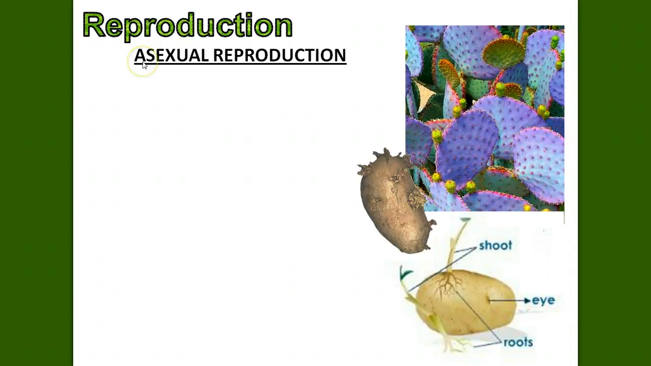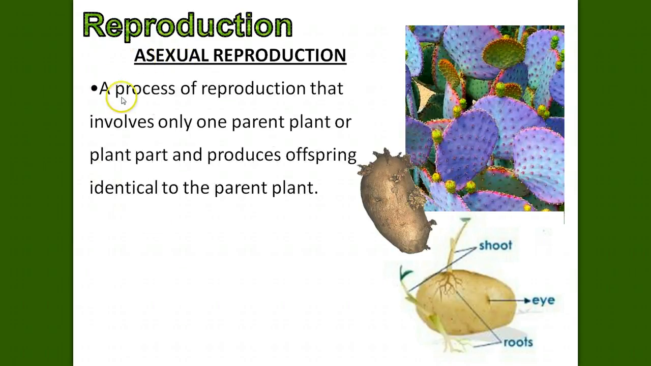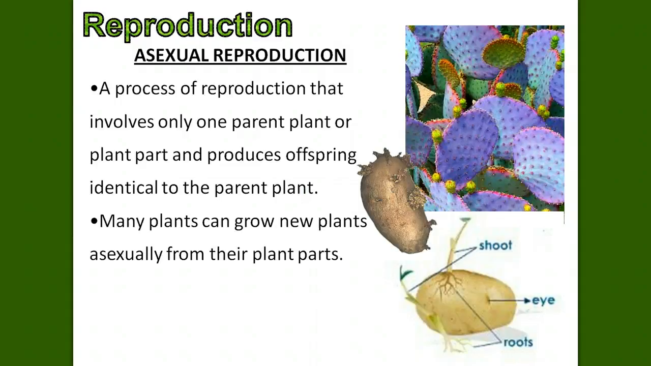Asexual, A means not. Sexual means obviously sexual. So not sexual means there's not a sperm and there's not an egg. This is a process of reproduction that involves only one parent plant or a plant part, and produces offspring identical to the parent plant. You may think of this in forms of cloning. Cloning is something you guys could probably understand just because of the sci-fi movies and things that we've seen before. How do we clone a plant? Many plants can grow new plants asexually from their plant parts.